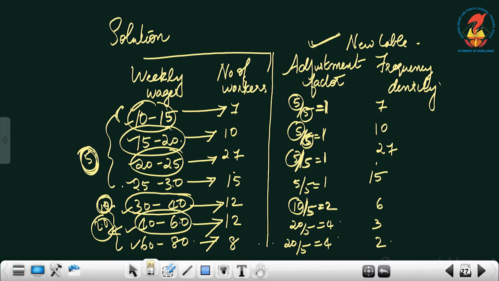Next class, 40 to 60. What is the class size? 20. Now, divided by the lowest class interval, which is the lowest class interval? 5. 20 by 5 is equal to 4.